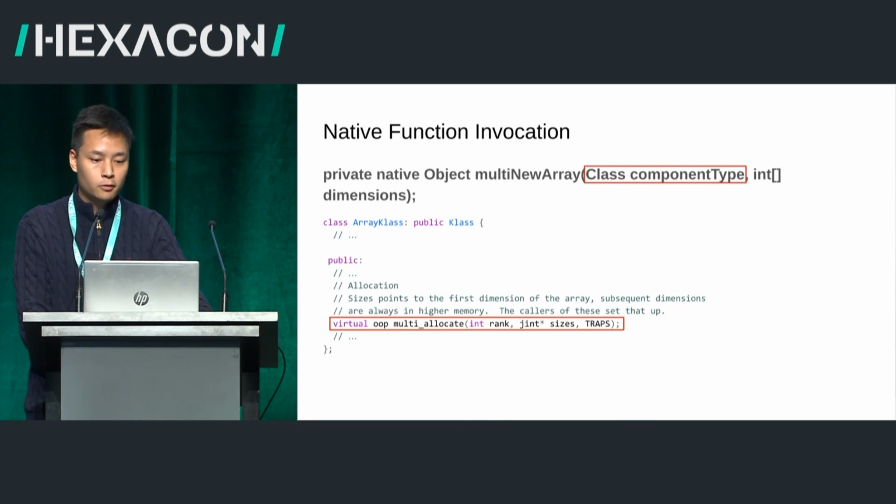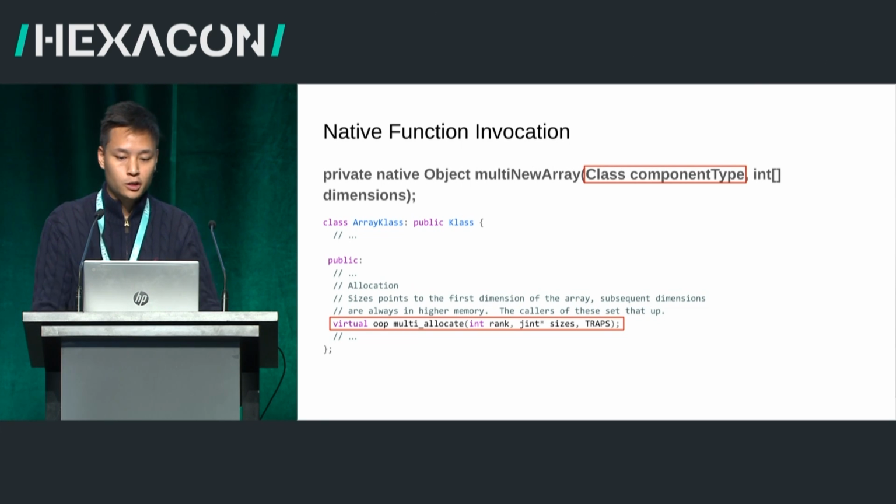And the array class contains an interesting virtual function. It is called by the native method multi-new-array. And the array class object comes from the first argument, which is the component type. The interesting property about this function is that its return value is the object that is returned by multi-new-array. In other words, the return value is sent back to Java code as we desire.